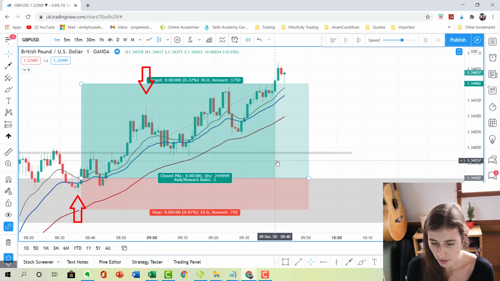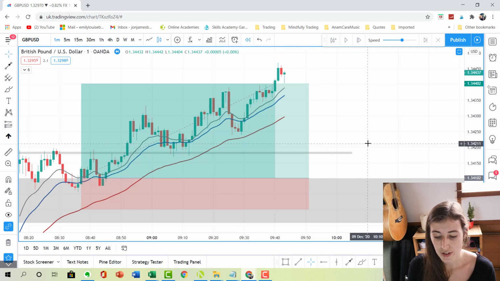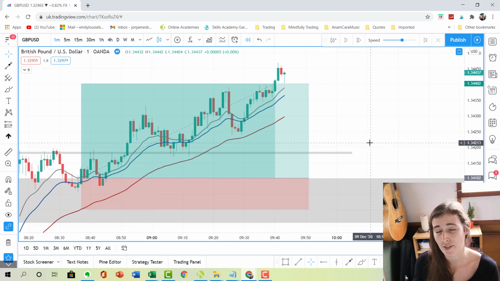If I'd have waited until 9:40, so a considerable amount of time later, it would have hit my original 3% target, and I basically could have doubled what I made that day. And as you can see, in that time, it didn't come back down to my break-even stop. So this is a classic example of where I think I should have set it and forget it.